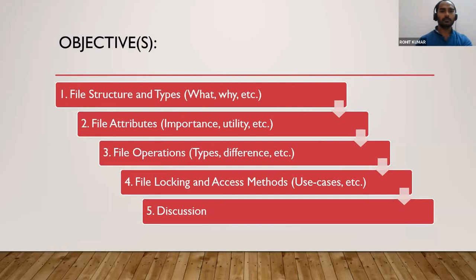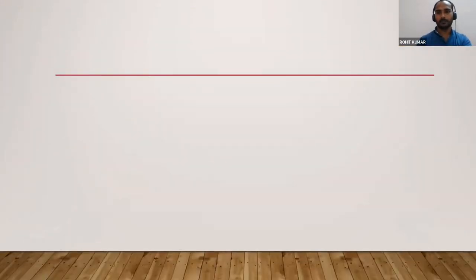Additionally, we are going to talk about the different file operations, meaning what different types of operations you can perform on a file system, and what variations you see with respect to a specific operation in comparison to other operations. And lastly, we are going to discuss the concept of locking that you can put on a specific file or set of files, and how you are supposed to access a particular file depending on its type and method. And lastly, we are going to have a few words in terms of questions and answers.